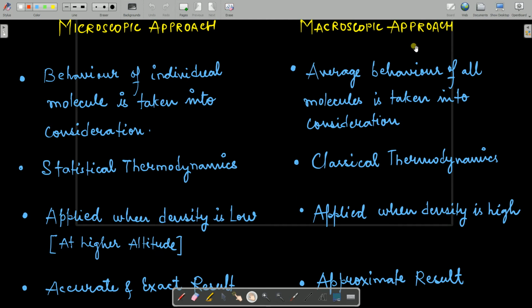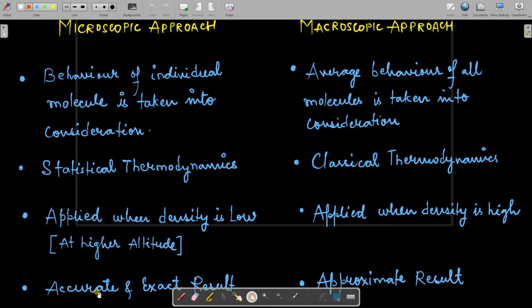The macroscopic approach is applied whenever the density is high. When you have a humongous number of molecules, you cannot apply the microscopic approach because it will be quite cumbersome and tiresome as well. So that is why we don't apply the microscopic approach whenever the density is high. The macroscopic approach is applied whenever the density is high.